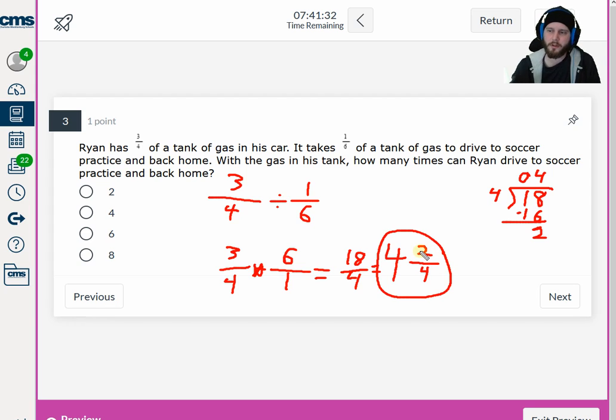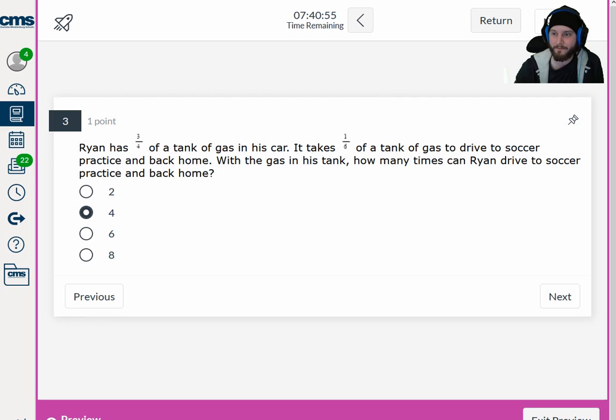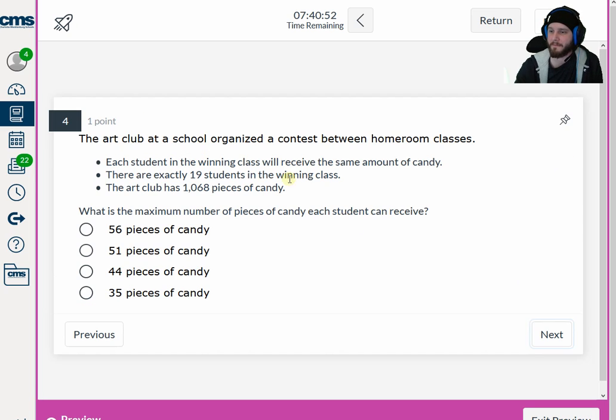Now, when you're looking at this, you have to think, how many times will he make it to and from soccer practice without running out of gas? So he can make it evenly 4 times. But if he tries to go 5 times, he won't make it. He'll only make it halfway before he runs out of gas. So for this one, even though we got 4.5, this is actually going to just round down to 4 times. Because if he can only make it halfway to soccer practice, he's not making it to soccer practice that day. So that's what happens with number 3.